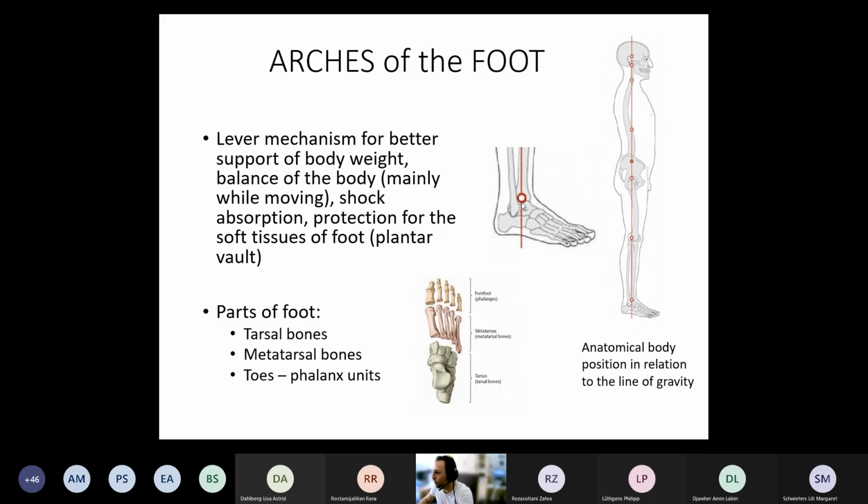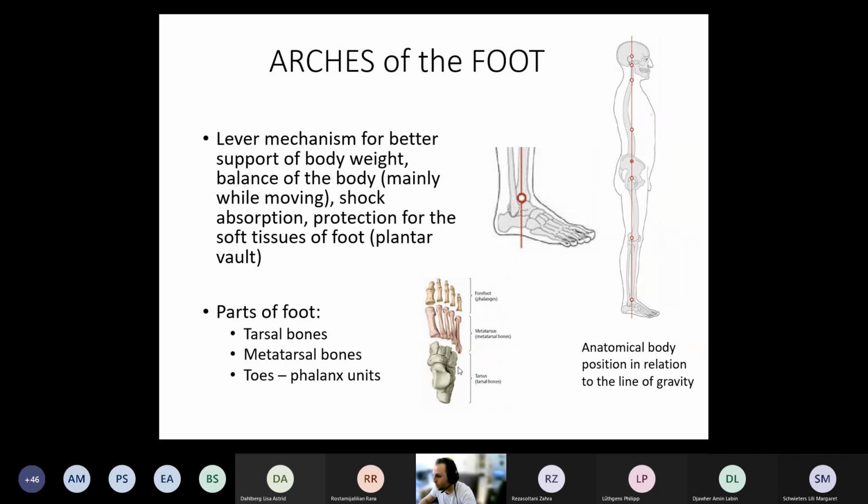So the bony arches of the foot are located here below the ankle joint. These are basically carrying the complete body weight. And in order to better support the body weight, a better balance of the body, and a better shock absorption to protect the joints from injury or degeneration, you have these arches of the foot, which produce a so-called lever mechanism.